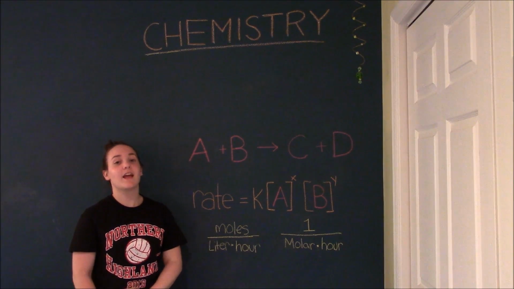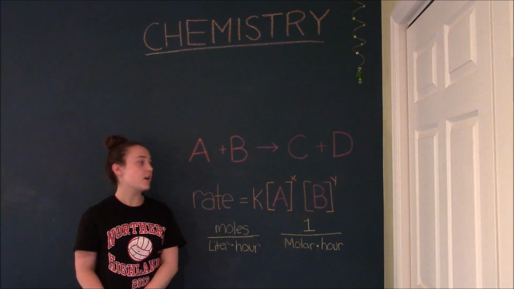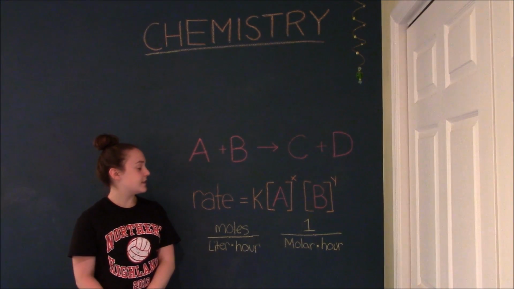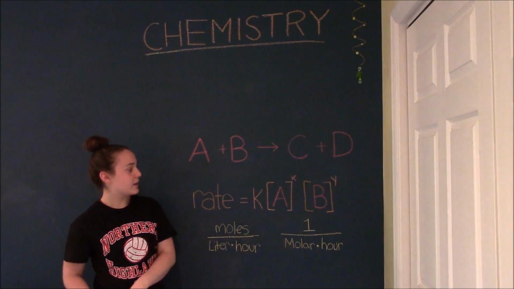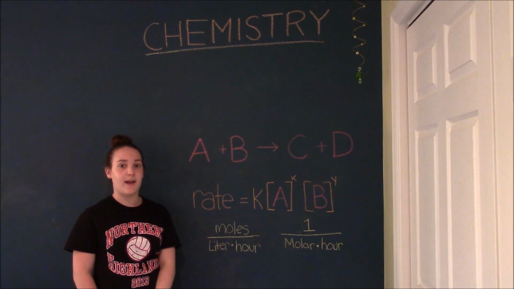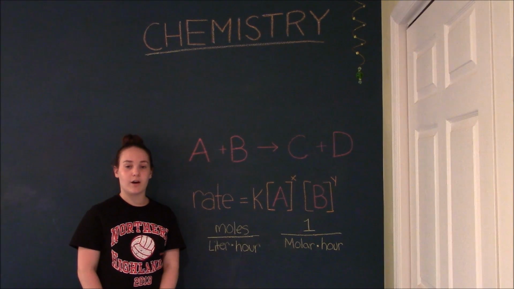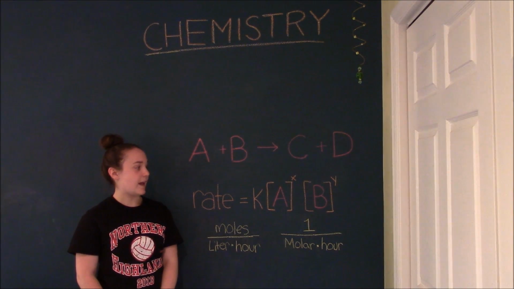Consider the reaction A plus B yields C plus D. To find the rate of this reaction, you can use the equation: the rate is equal to the constant k times the concentration of A to the x times the concentration of B to the y. x and y are the orders for reactants A and B.